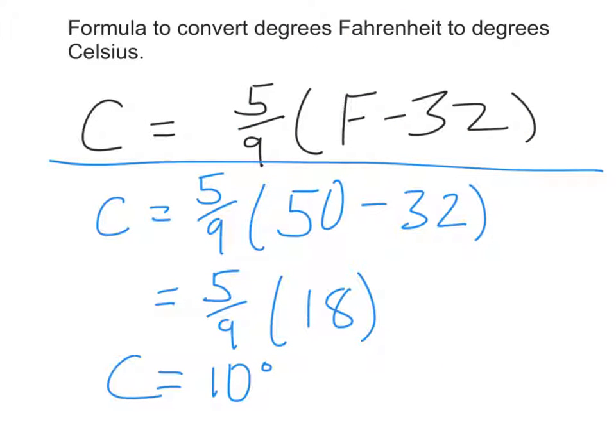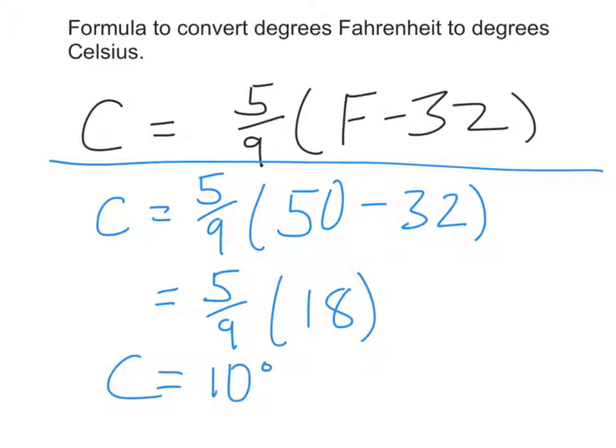Here's a formula that doesn't have to do with geometry. This formula converts degrees Fahrenheit to degrees Celsius. So basically, if you take a temperature in Fahrenheit, plug it in for F, crunch these numbers, it'll spit out the temperature in Celsius. So I did an example here.